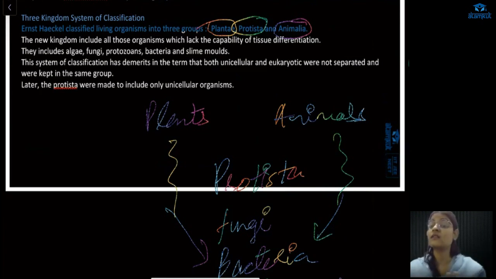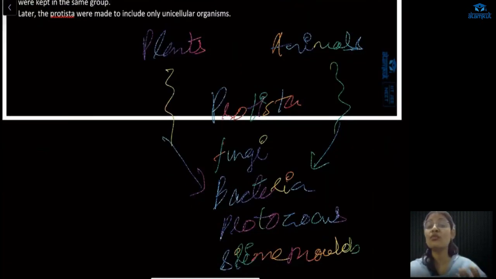But still this classification is not complete. Why? Because Protista had a group of unicellular organisms and multicellular organisms also. They had eukaryotic organisms, and at the same time prokaryotic organisms also. And they had slime molds and fungi. Fungi does not have the characteristics of Protista. So there are still flaws in this three kingdom system of classification.